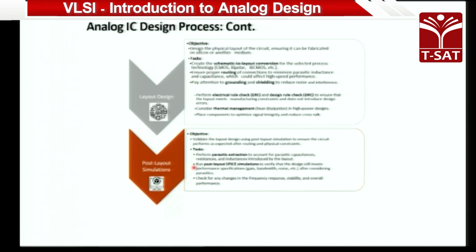Post layout simulations are, once the layout is in place, you extract that layout into the model with multiple other components, right? Those are the parasitic components. Parasitics, we know what is parasitic. Parasitic is unwanted, right? Parasitics we don't like, but still you cannot avoid. You have to consider those parasitics because they are real, right?